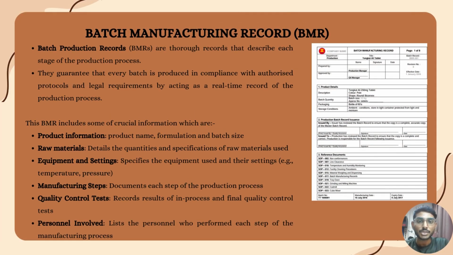The batch manufacturing record is a thorough record that describes each stage of the production process. It guarantees that every batch is produced in compliance with the authorized protocols and legal requirements by acting as a real-time record of the production process. The BMR includes crucial information such as product information, raw materials, equipment and settings, manufacturing steps, quality control tasks, as well as personnel involved.